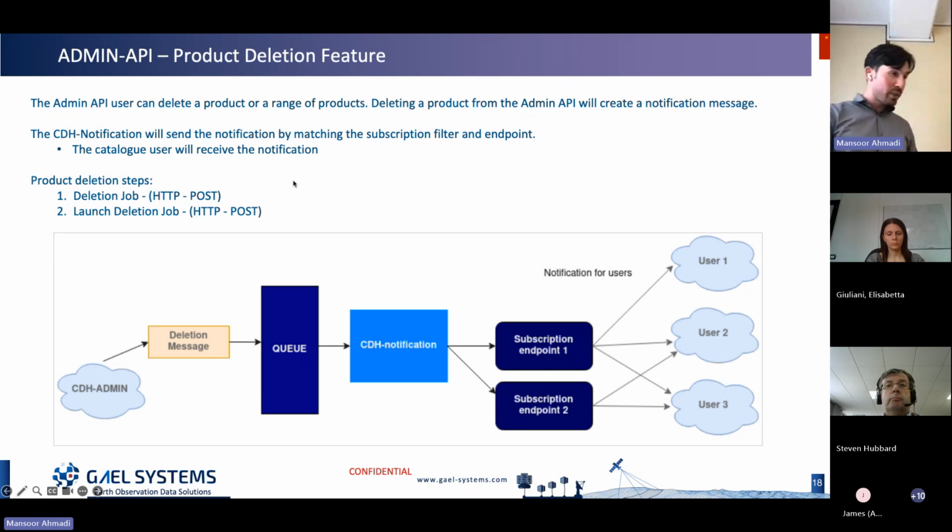Product deletion steps: how can we delete a product? To do that, we have two steps. We have to create a deletion job, and in this deletion job we define our task. Then we use this deletion job to delete the product. We launch this deletion job. How? We see it in the next slide, I believe.